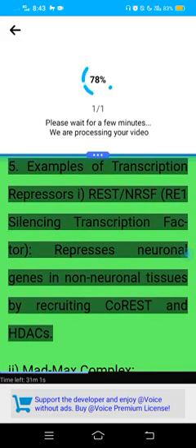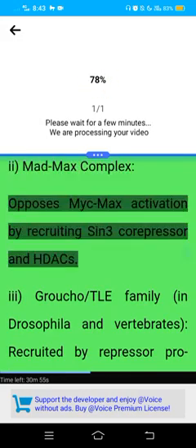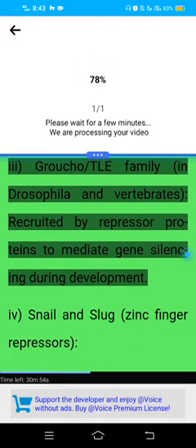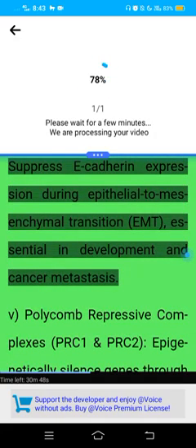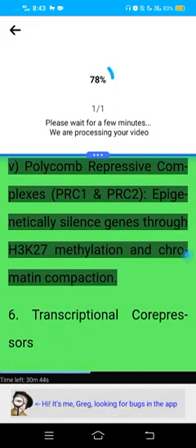5. Examples of transcription repressors. REST, RE1 silencing transcription factor, represses neuronal genes in non-neuronal tissues by recruiting corepressors and HDACs. MAD-MAX complex opposes MYC-MAX activation by recruiting SIN3 corepressor and HDACs. Groucho TLE family, in Drosophila and invertebrates, is recruited by repressor proteins to mediate gene silencing during development. Snail and Slug, zinc finger repressors, suppress E-cadherin expression during epithelial to mesenchymal transition, EMT, essential in development and cancer metastasis. Polycomb repressive complexes, PRC1 and PRC2, epigenetically silence genes through H3K27 methylation and chromatin compaction.